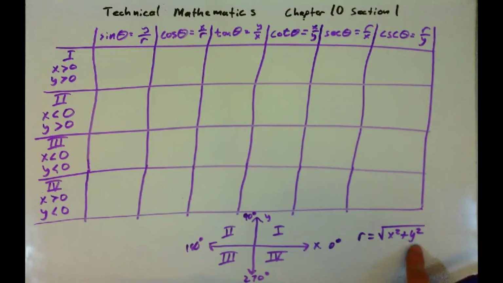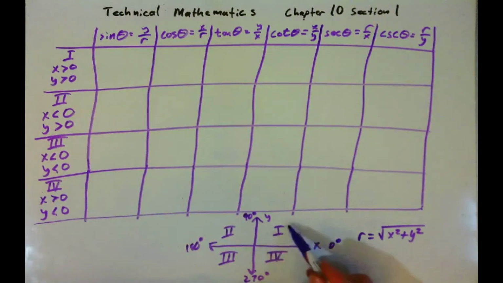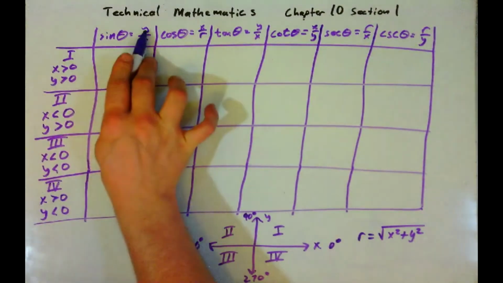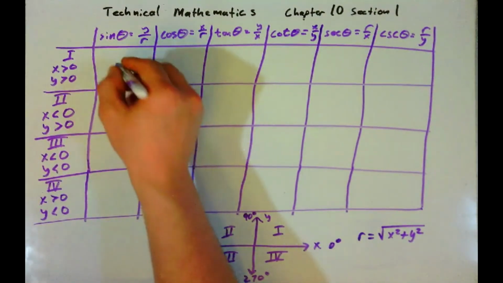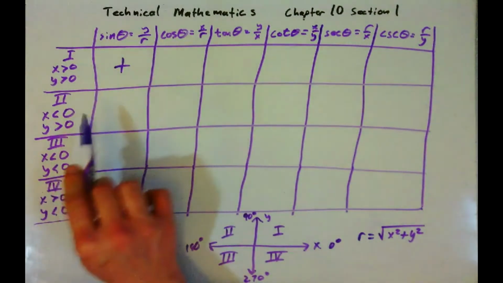Even if x and y were both negative, when I square them, I get positives. I add them together, I get a positive, and when I take the square root, I get a positive. So r is always positive. So in the first quadrant, if we had an angle in the first quadrant, if y is positive and r is always positive, the sine in the first quadrant will give us a positive number.